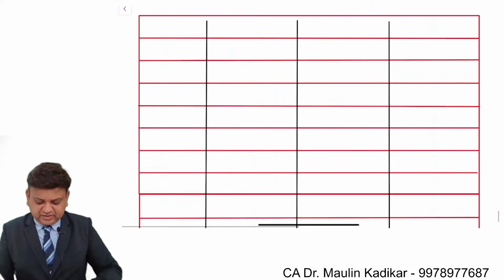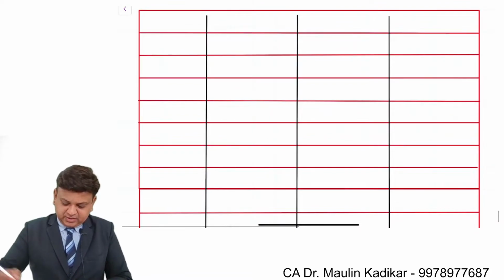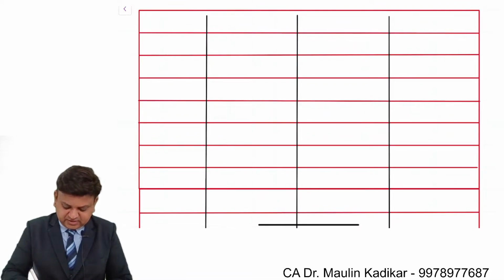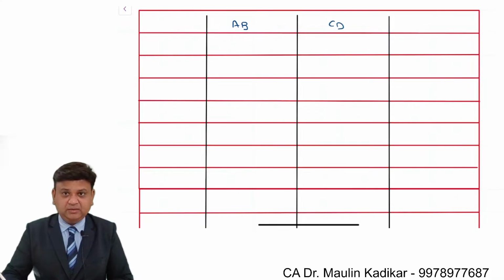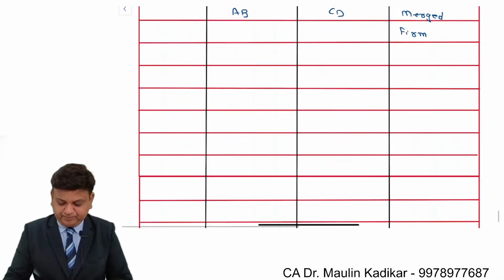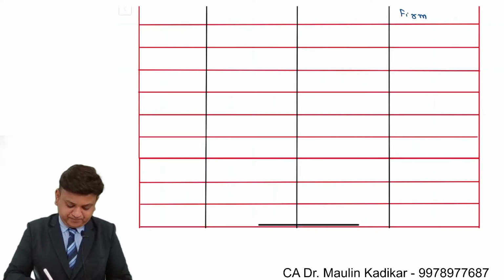Its calculation is very simple. Dear students, we can say something like this: it is AB Limited, it is CD Limited, and it is the merged firm. That is the way we have to start.